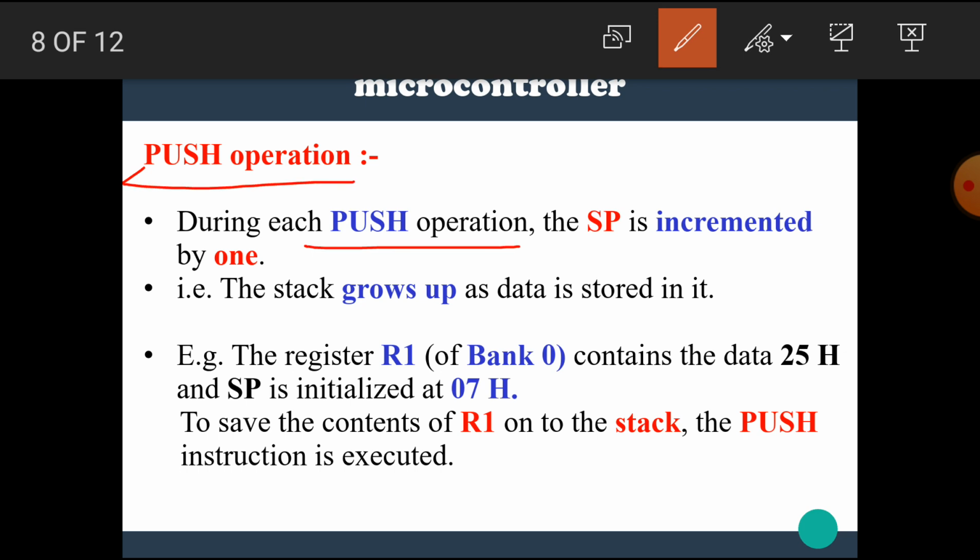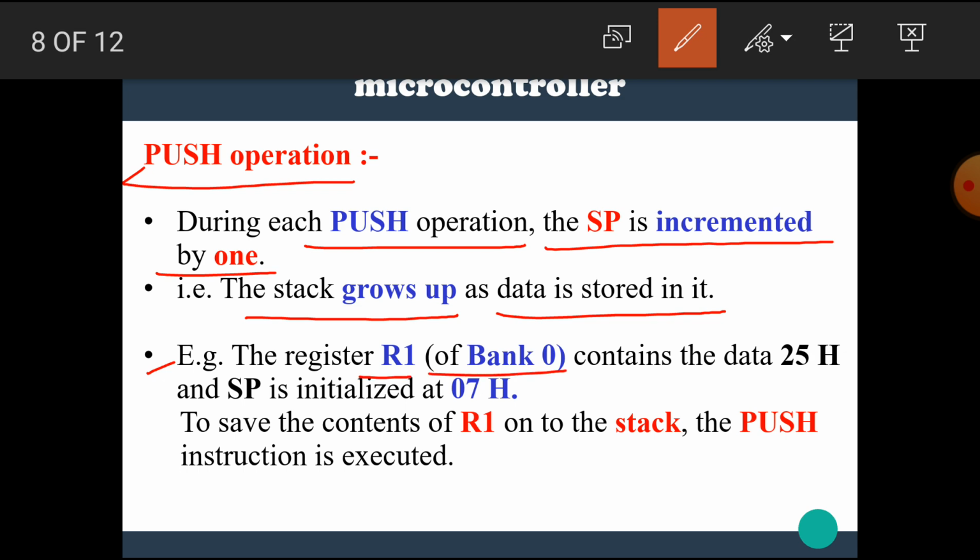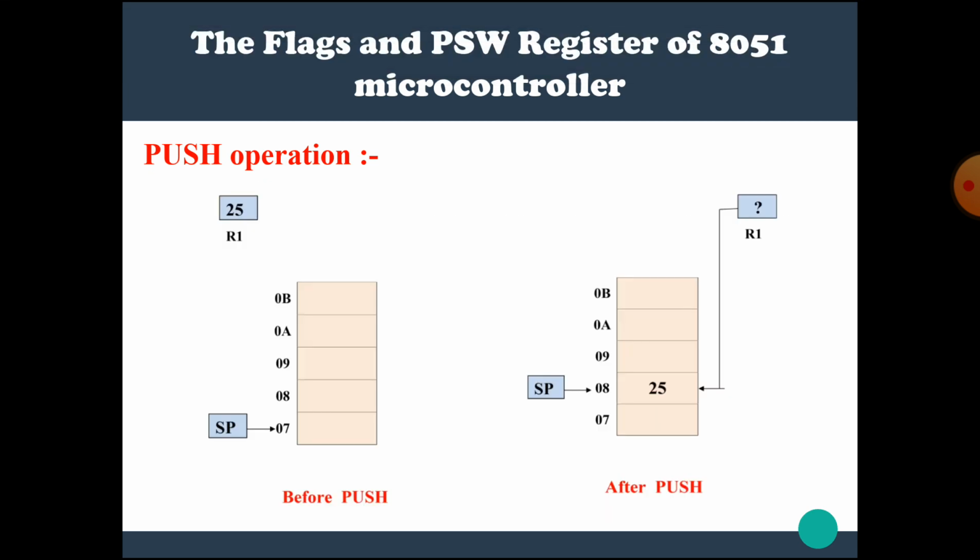During each push operation, the stack pointer is incremented by 1. That is, the stack grows up as data is stored in it. For example, the register R1 of bank 0 contains the data 25H and the stack pointer is initialized at 07H. To save the contents of R1 onto the stack, the push instruction is executed. Let's see this example on a diagram.